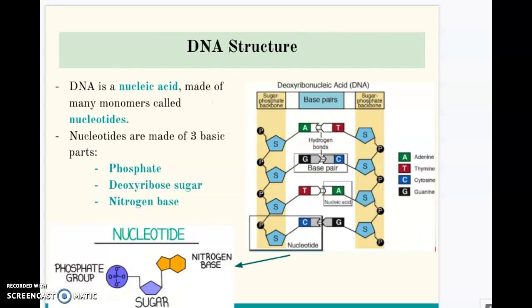Now I know we've learned about DNA in the past. You definitely have learned about the structure in middle school, and we've talked a little bit about it earlier this year when we talked about macromolecules. So let's give a little bit of a refresher.